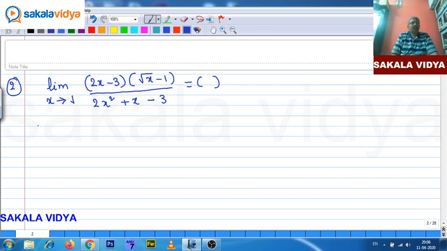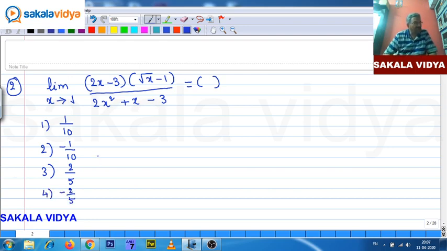Now, first option is 1 by 10. Second option is minus 1 by 10. Third option is 2 by 5. Fourth option is minus 2 by 5. This is the question. Clear? Now, it is clear.